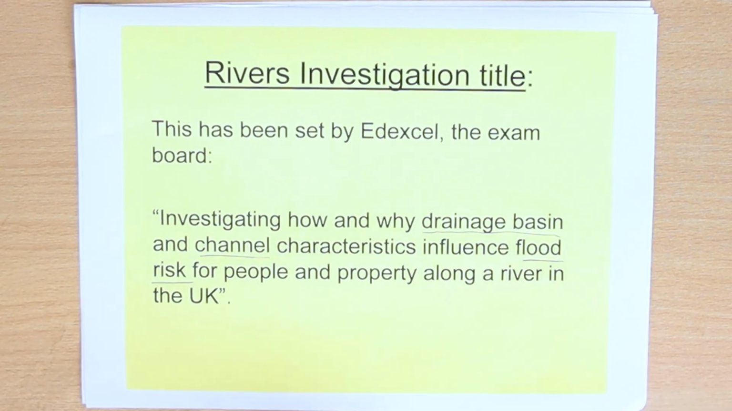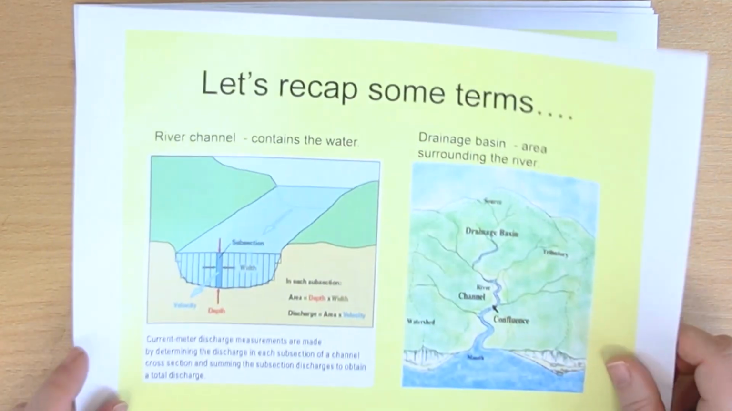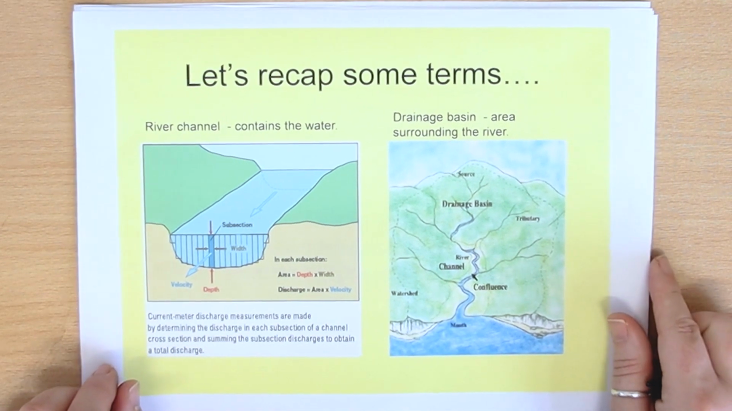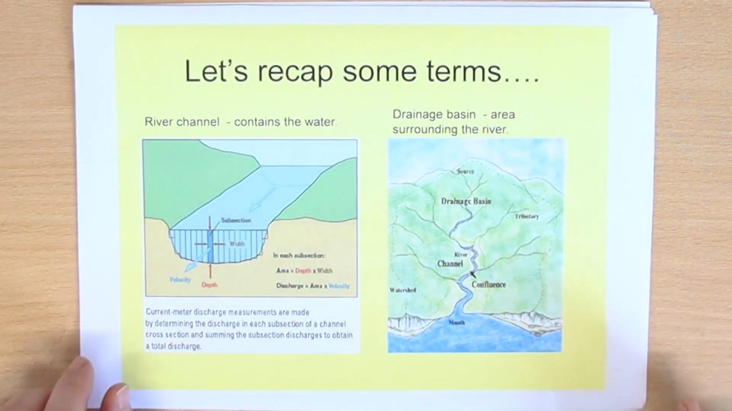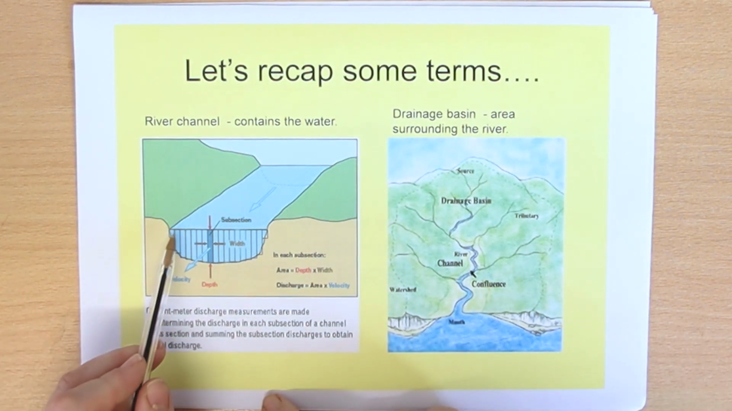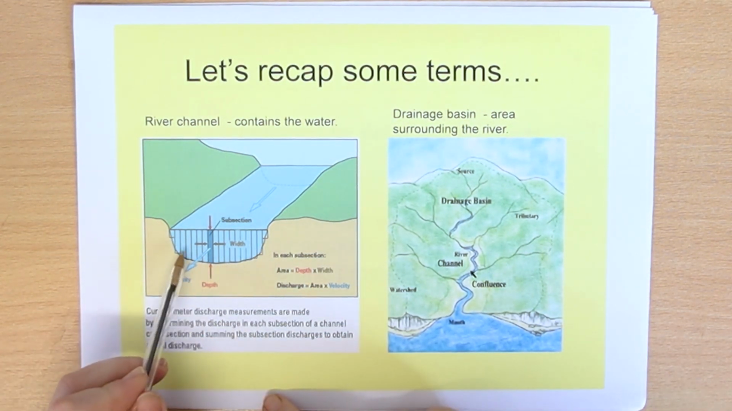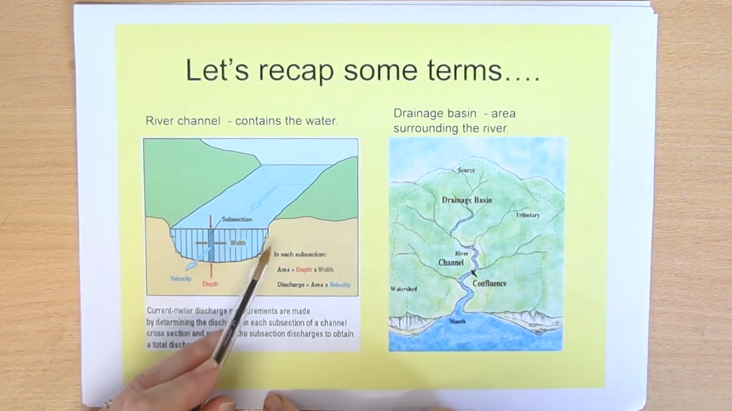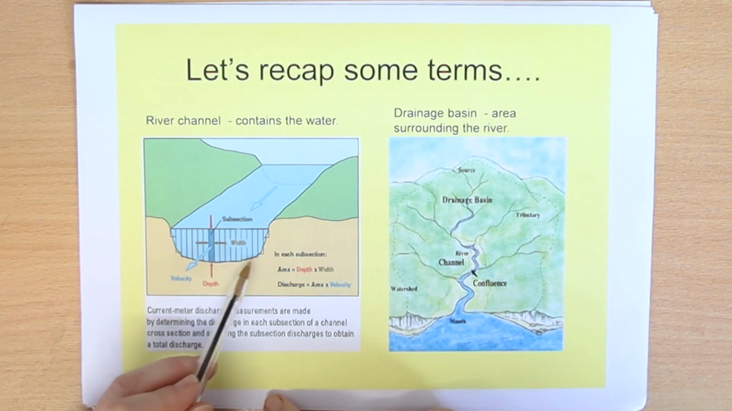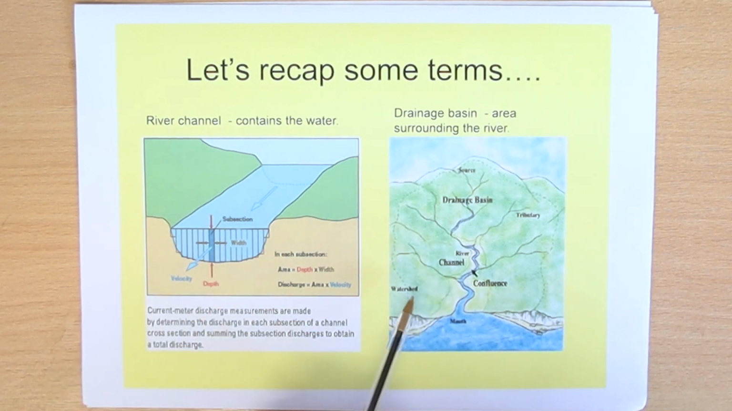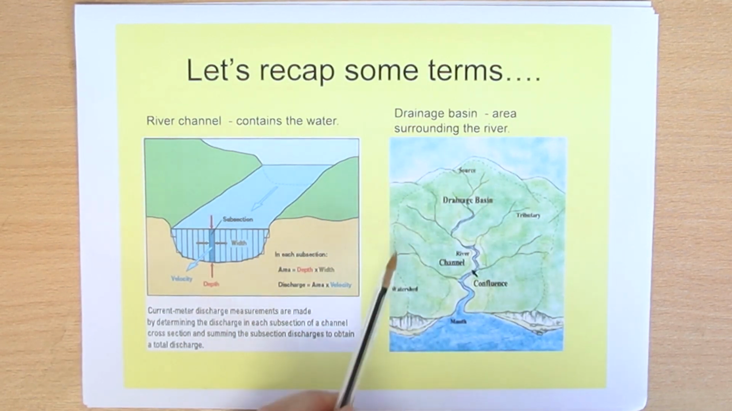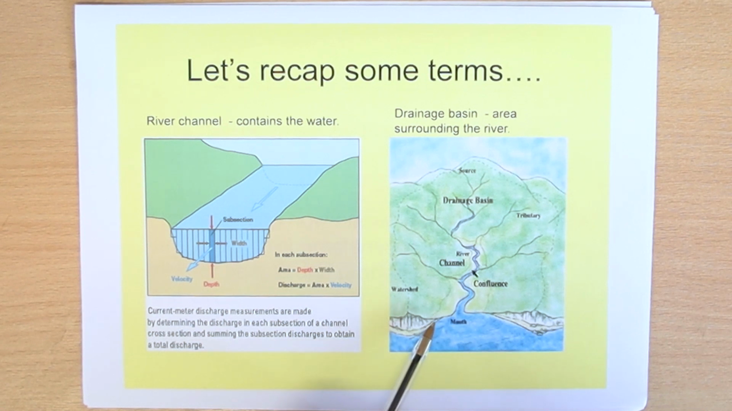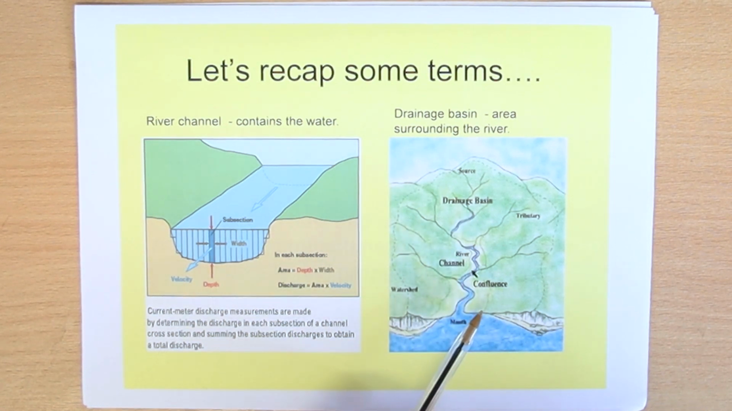Just so that we can remember, what do we mean by the river channel and what do we mean by the drainage basin? Well, the channel is very simply, with this picture here, the bit that's got the water in. That is the river channel. The drainage basin is the area of land that surrounds and includes the river, that it naturally drains into.